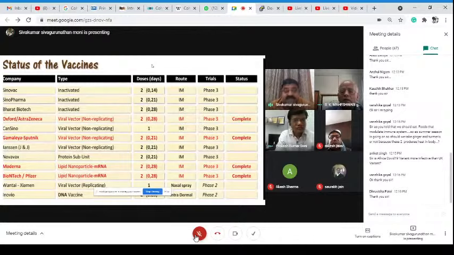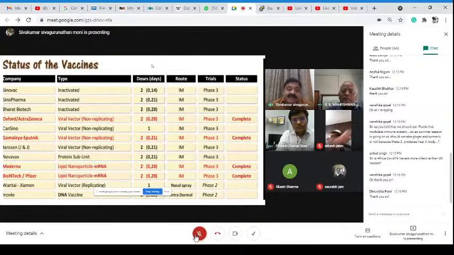Covaxin is an inactivated vaccine. They are extracting the spike protein, and it is administered after inactivation. So that is Covaxin. Whereas the AstraZeneca vaccine is not like that. They are injecting a mild virus, okay? And they are delivering the nucleic material, and the nucleic material has to express the spike protein. So this is the difference.